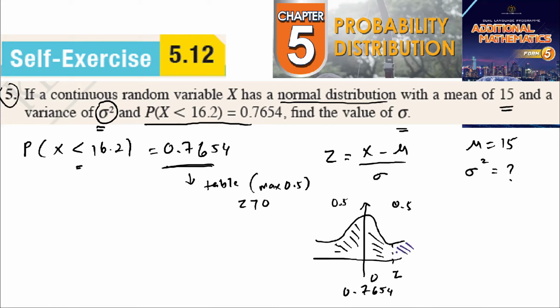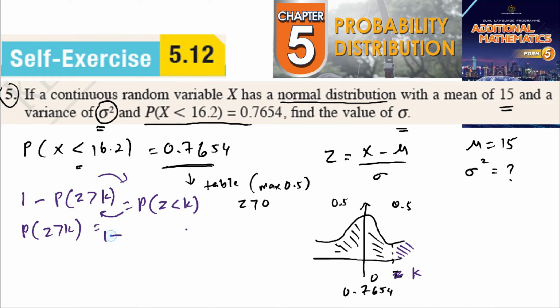So to use the table, we must find what this area is. We know that everything is 1. So 1 minus the probability that z is larger than, let's put it k, is equal to the probability that z is smaller than k. So the probability that z is larger than k is equal to 1 minus the probability that z is smaller than k, where this one is 0.7654. So here we are going to get 0.2346.